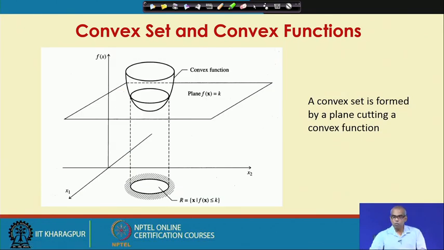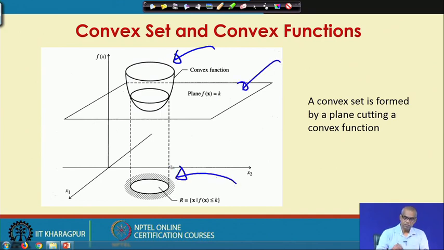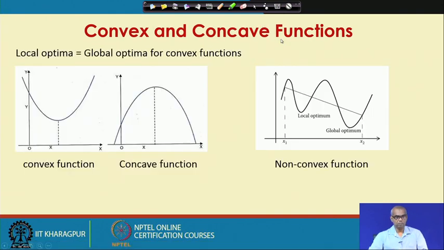A convex set is formed by a plane cutting a convex function. So, this is a convex function, this plane cuts the convex function and you get a convex set. Convex and concave functions play an important role. So, it is important to know whether the function I am optimizing is convex, concave or non-convex.